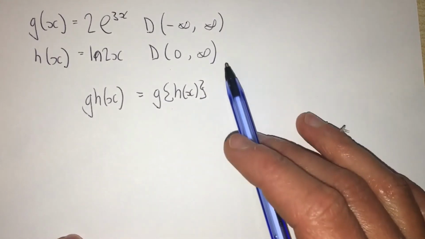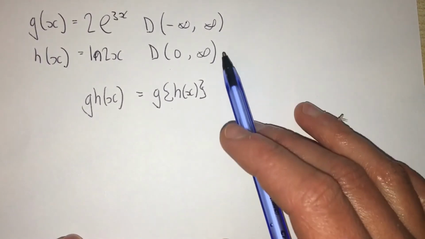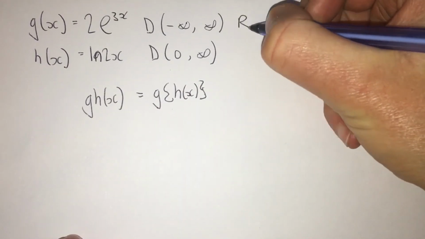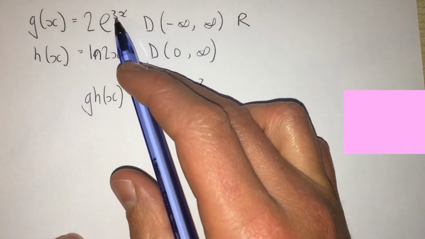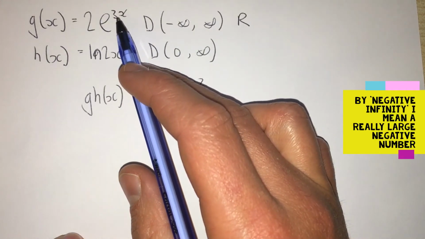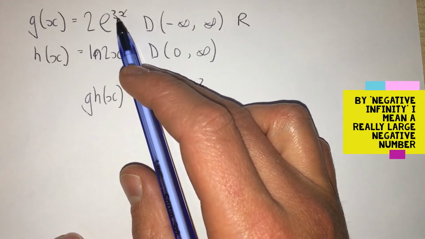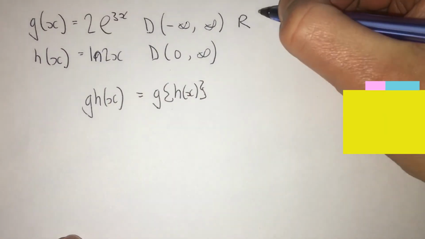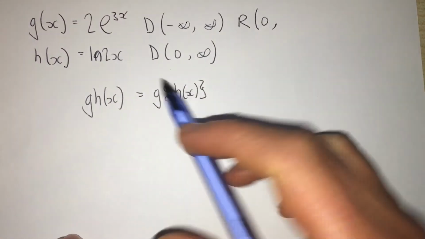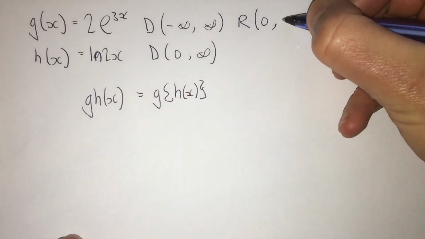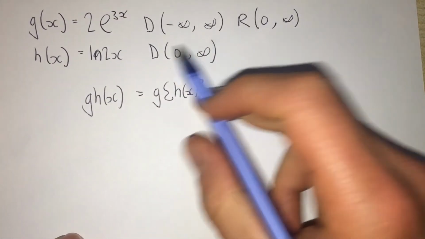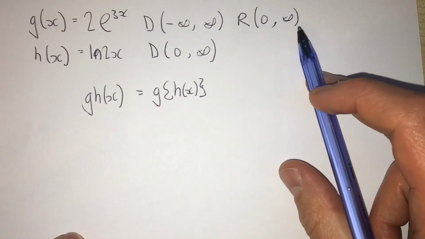The first thing we're going to look at are the ranges of these two functions themselves. So the range of g of x: if you put a negative infinity in for the value of x, you get really close to 0. And if you put a large number in for this, you get a large number out. So the range for g of x is 0 to infinity.